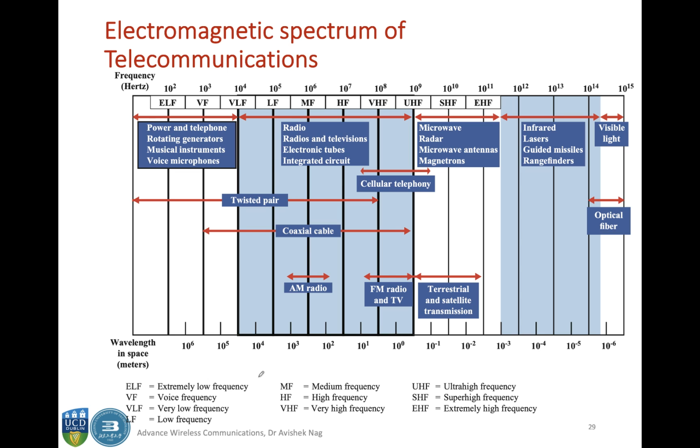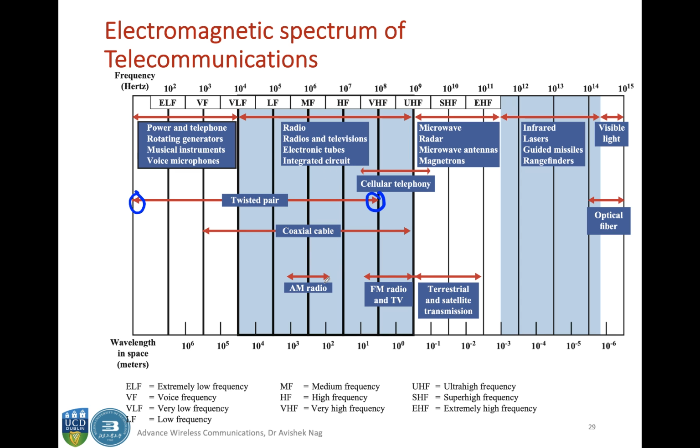So moving on again, the electromagnetic spectrum that is used for telecommunications. You are basically sending electromagnetic waves, and you can have different frequencies of those electromagnetic waves depending on the medium that you are using. If you are using, let's say, a twisted pair, then you can send frequencies from hundreds of hertz to 10 to the power 8 hertz. So that's the range.